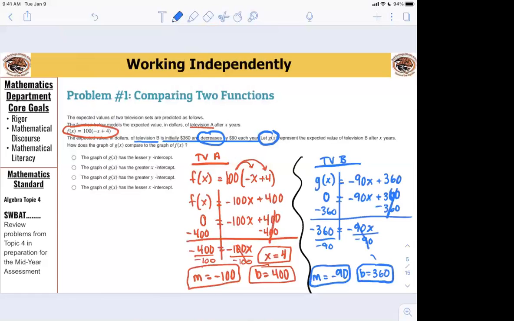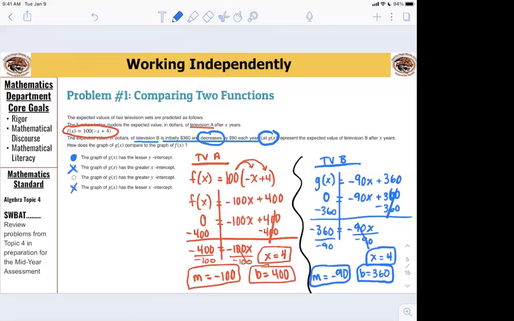4. Also 4. So in other words, they have the same x-intercept, which means that I can eliminate b and d because they have the same one. So neither of them is larger or greater or lesser. They're the same. But now let's look at the y-intercepts. Which one is it going to be? Is g of x greater y-intercept or lesser y-intercept? Lesser. Lesser.